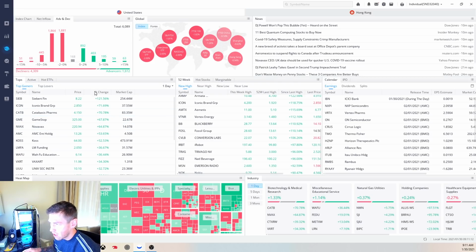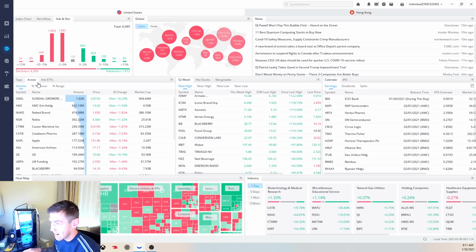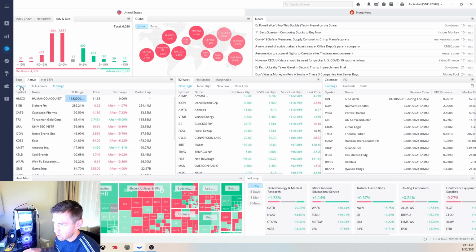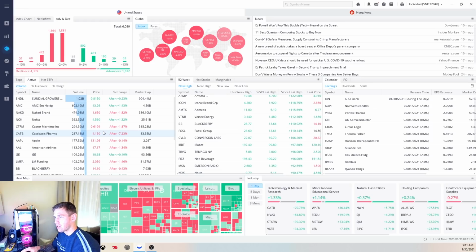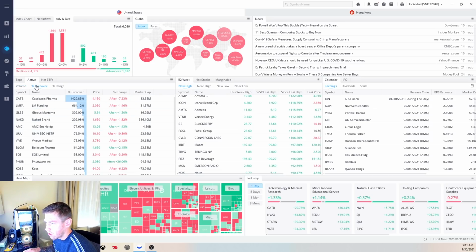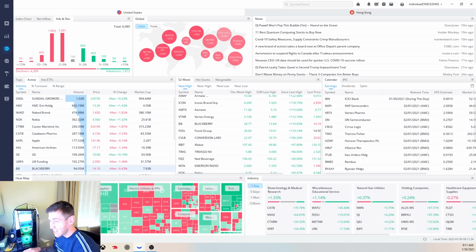It'll show you the tops, which are the top gainers, the most active, which will be volume. You can change it to turnover. You can change it to range. Hot ETFs. You can see these, the ones that are doing well, the ones that are doing poorly. I typically pay the most attention to the actives, right? The ones that are seeing a huge change in volume or in turnover or in range. I typically pay attention to volume. That's my best. And this can actually be a way to find stocks that you're looking to get in and out of very quickly because it updates in real time, right?